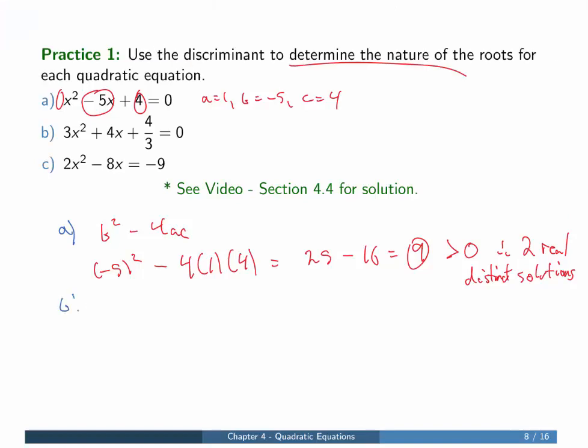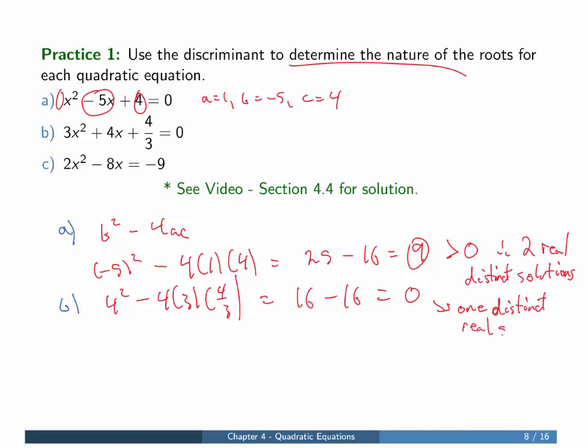For b, so now you get the idea of how I'm going to do this. B squared minus 4ac would be 4 squared minus 4 times 3 times 4 over 3, which is 16. 3 times 4 over 3 is just 4, so it's going to be minus 16 equals 0, which means there is one distinct real solution. When I say real, I'm talking about the real numbers, okay?